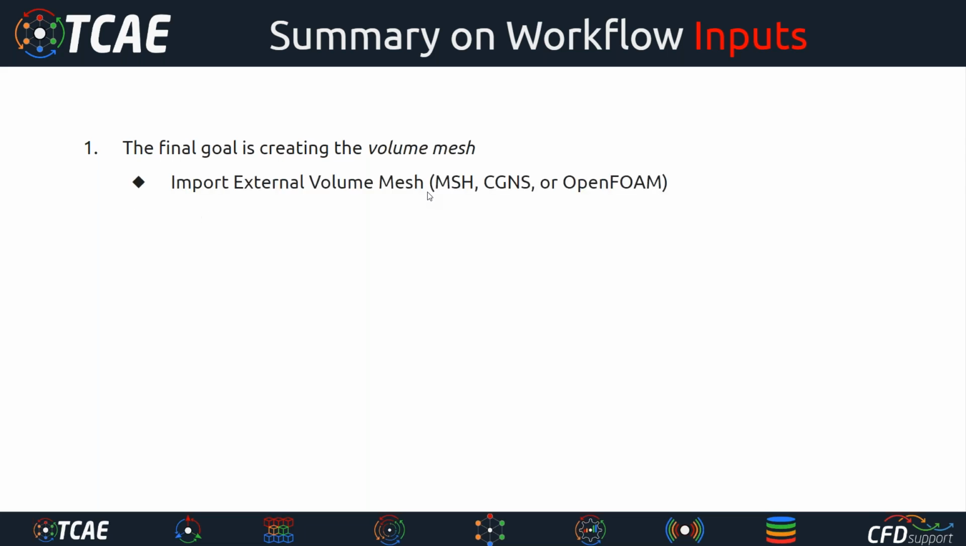And when you do the simulation in TCAE, you have two options. You can either import a ready-made mesh externally, which has been created in another software. Some of our users do it because they have some existing workflow already. So you can load the mesh in MSH format, CGNS, or in OpenFOAM format. That's it, you just load it and skip the rest, and you do not need to care about the rest of the workflow.